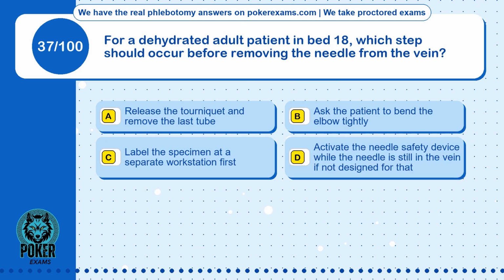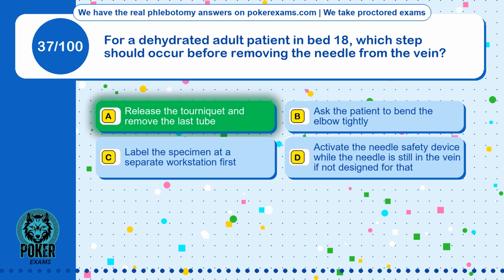Question 37. For a dehydrated adult patient in bed 18, which step should occur before removing the needle from the vein? Option A. Release the tourniquet and remove the last tube. Option B. Ask the patient to bend the elbow tightly. Option C. Label the specimen at a separate workstation first. Option D. Activate the needle safety device while the needle is still in the vein if not designed for that.